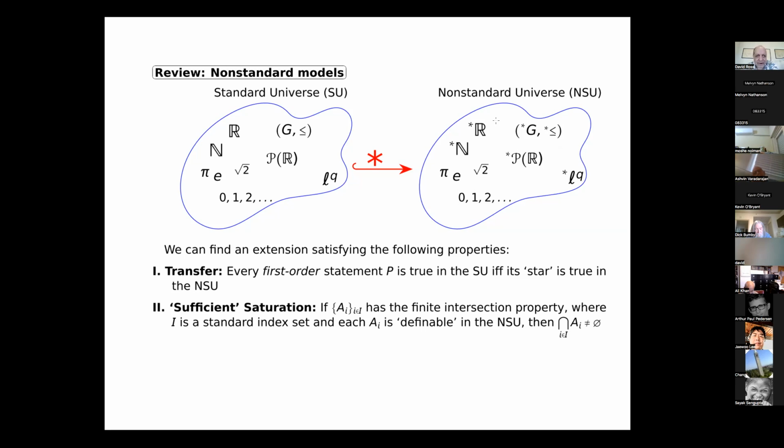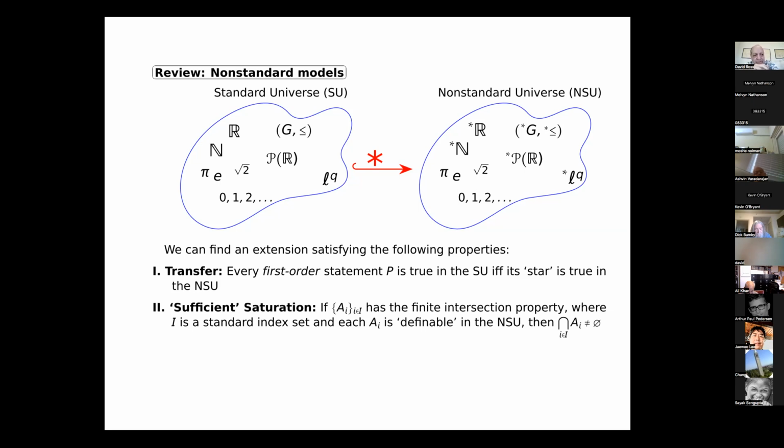And that non-standard universe in the embedding should have some nice properties. And among those nice properties, we've got a property called transfer. And that says that every first order statement that's true in the standard universe is true in the non-standard universe, and vice versa, as long as you replace the standard objects by their stars.